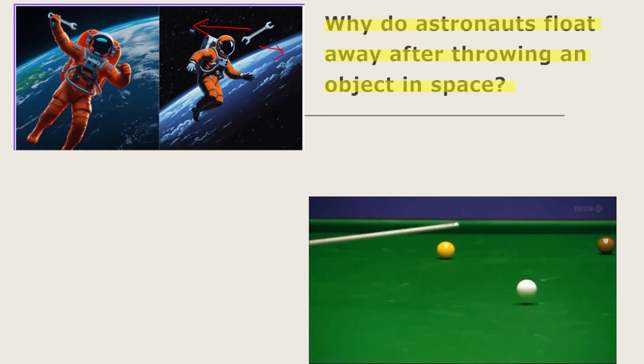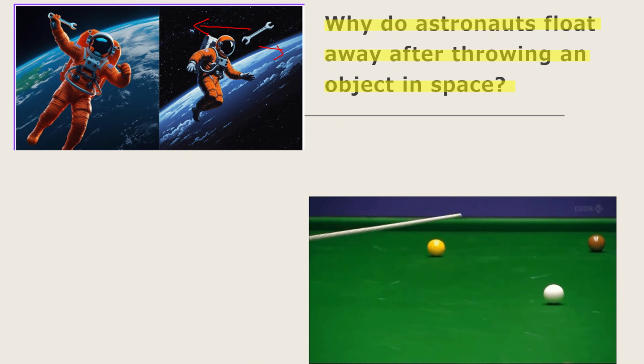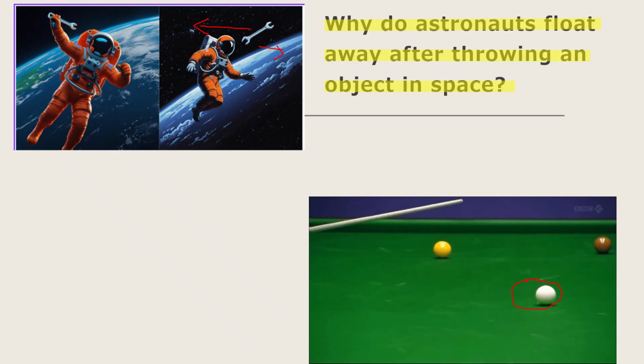And now see this. When a snooker ball strikes another snooker ball, the first snooker ball suddenly stops and the second one moves with the same velocity. Why is this happening?